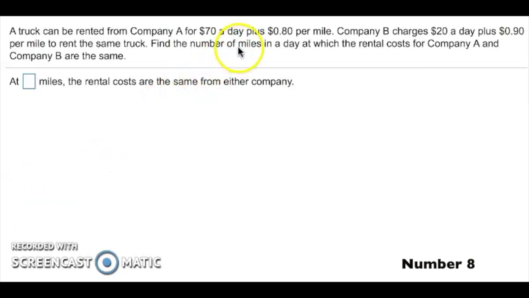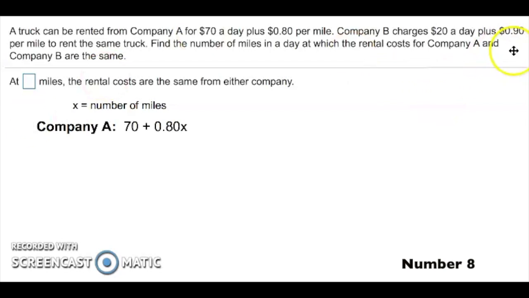We're looking for the number of miles. So we're going to make that x. Okay, so now we need to create expressions for Company A and Company B. Company A can be rented a truck from there for $70 a day plus 80 cents per mile. Since mile is x, per means multiply, it'll be 70 plus 0.80x for Company A. Company B will be 20 plus 0.90x.